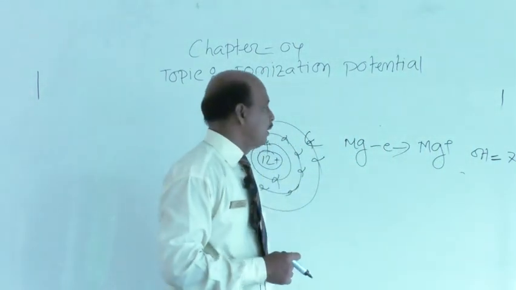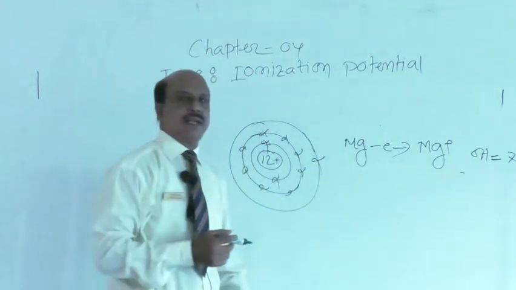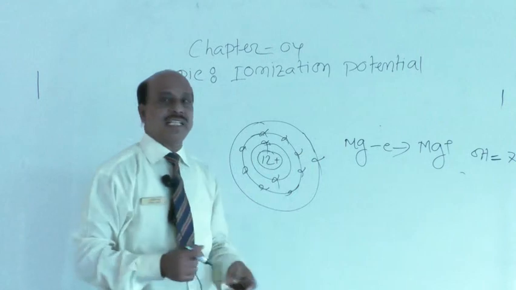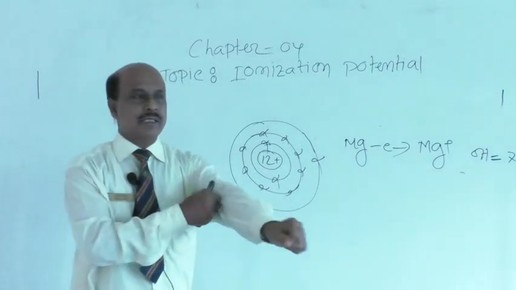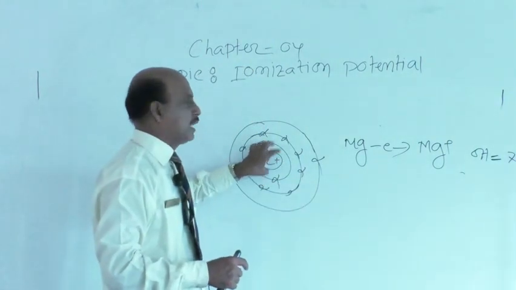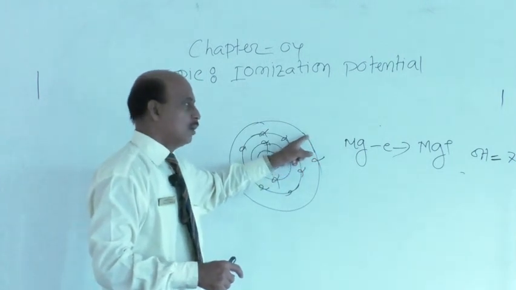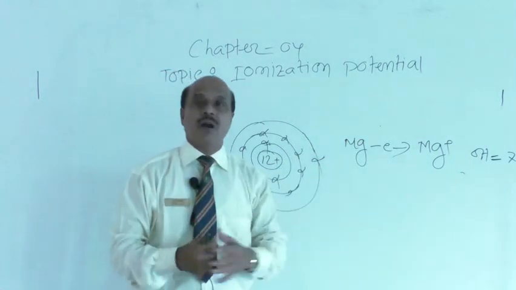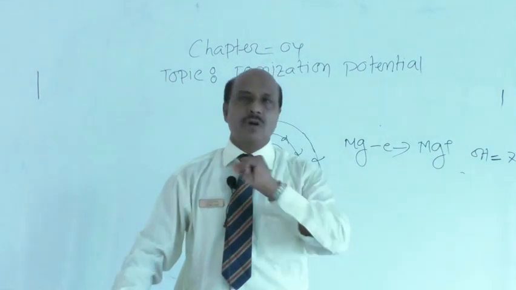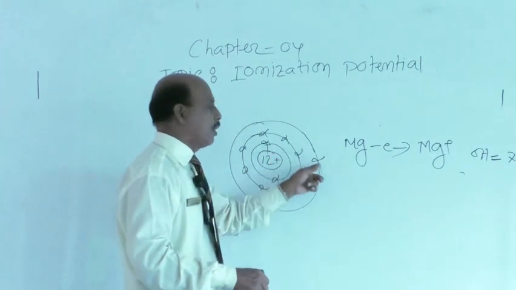Now, this electron has gone from the outermost shell. So if you want to release the second electron, what will happen? In the initial case, what was happening? Actually, 12 positive charges were attracting these 2 electrons. For this reason, to detach that electron, the energy required for the second ionization energy will be more, because now 12 positive charges are attracting one electron.